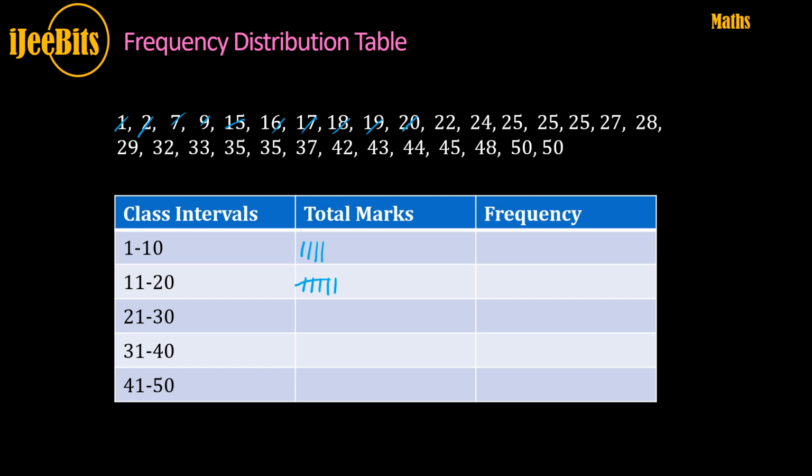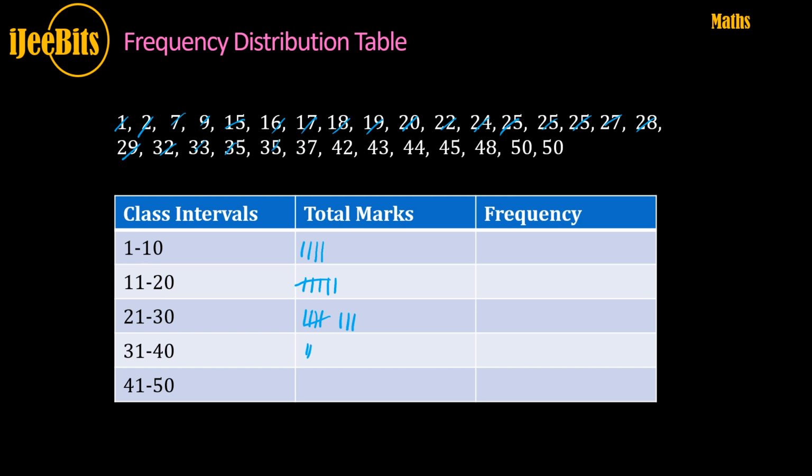22 goes in this class. 24, this class. 25, this class. 25 again this class. Again 25, sorry, this class. 27 would also be there, second set. 27, 28 would be in the same class, and 29, 29 where? I think this same place. 29, 32 again move to the next class, 33, right?